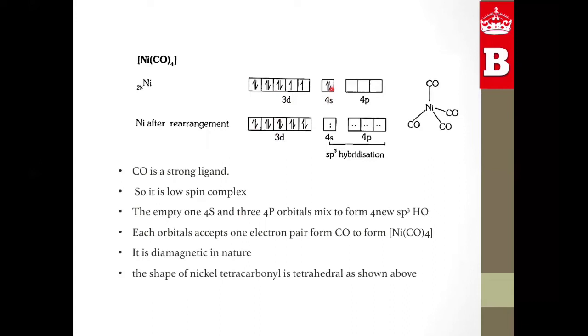In the presence of CO, the 2 electrons of 4s will jump to the 3d, since CO is a strong ligand. Nickel's electrons in the 4s will be forced to pair up in the 3d orbital, providing only 4s and 4p for hybridization, and hence sp3 hybridized. sp3 hybridized means it is tetrahedral in arrangement, and ultimately it is diamagnetic in nature because of the presence of all paired electrons. So it's tetrahedral, diamagnetic, and sp3 hybridized.